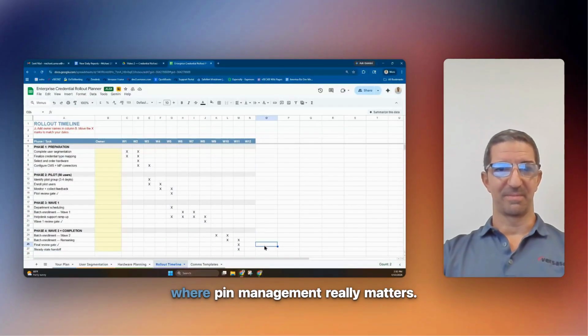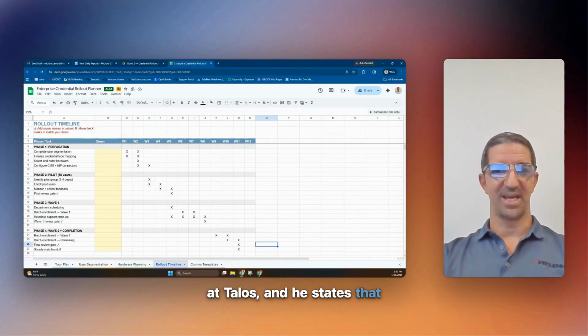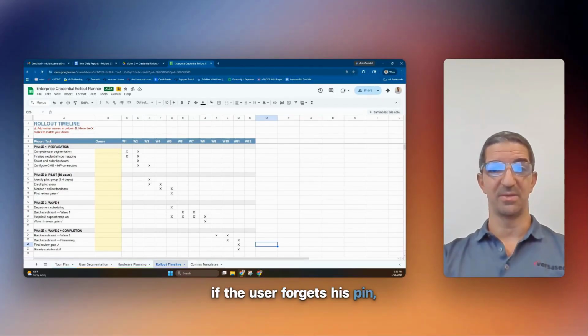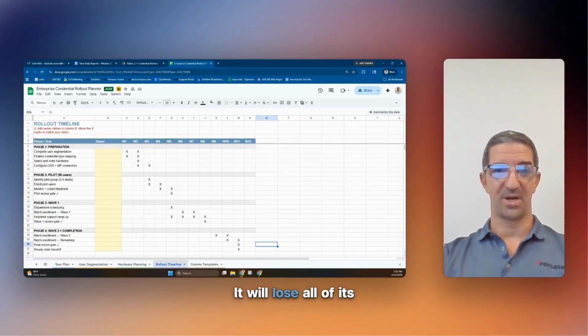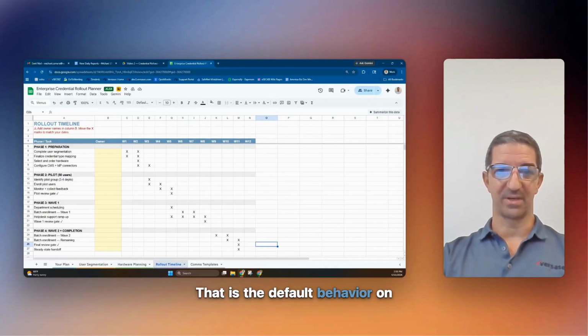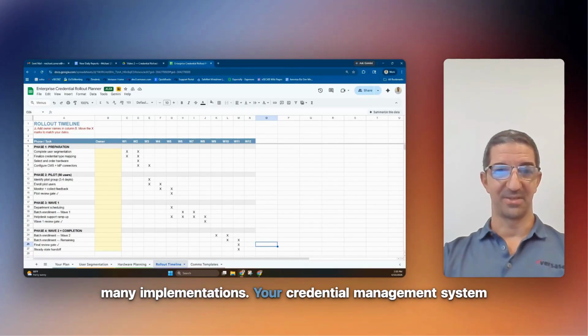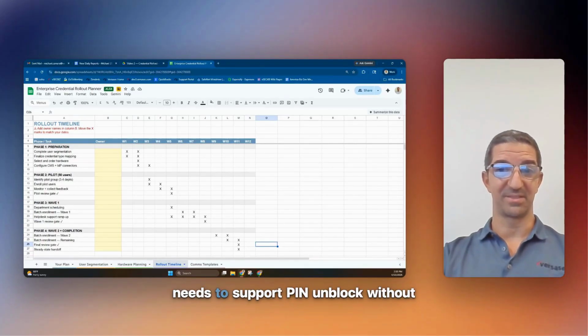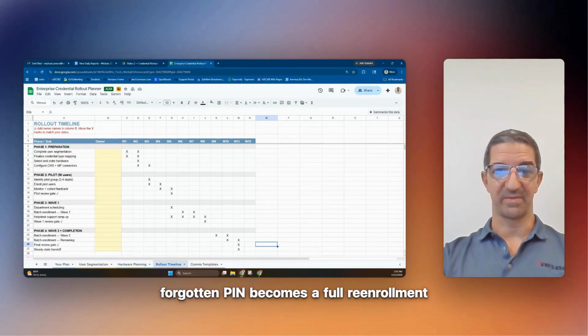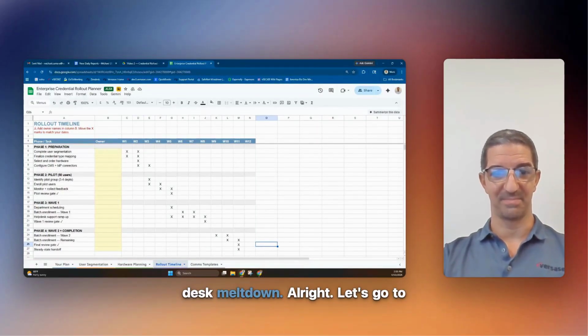And also let me tell you where PIN management really matters. There's a quote from Gregory Bureau at Thales, and he states that if the user forgets his PIN, the only solution with FIDO2 is to fully reset the product. It will lose all of its credentials, all of them gone. That is the default behavior on many implementations. Your credential management system needs to support PIN unblock without device reset. If it doesn't, every forgotten PIN becomes a full re-enrollment, and at scale, that's a help desk meltdown.